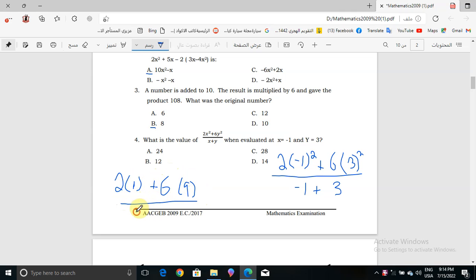Over 2, right? Then we'll make 2, because 2 times 1 is equal to 2, plus 6 times 9, which is 54, over 2. That means it is equal to 56 over 2. Then divide by 2, here by 1, and here by 28. That means the answer that we get here, 28, is in choice C. So that means choice C is the correct answer for question number 4, 28. Okay, now let's go for the fifth question.